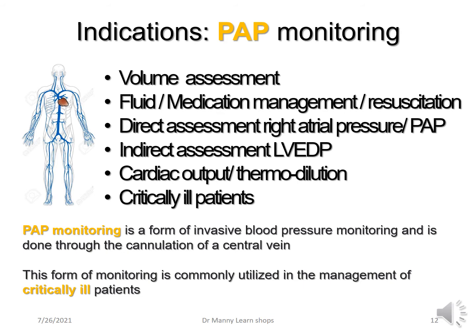So pulmonary artery pressure monitoring is a form of invasive blood pressure monitoring and is done through the cannulation of a central vein. This form of monitoring is commonly utilised in the management of critically ill patients in an intensive care or an acute care area.